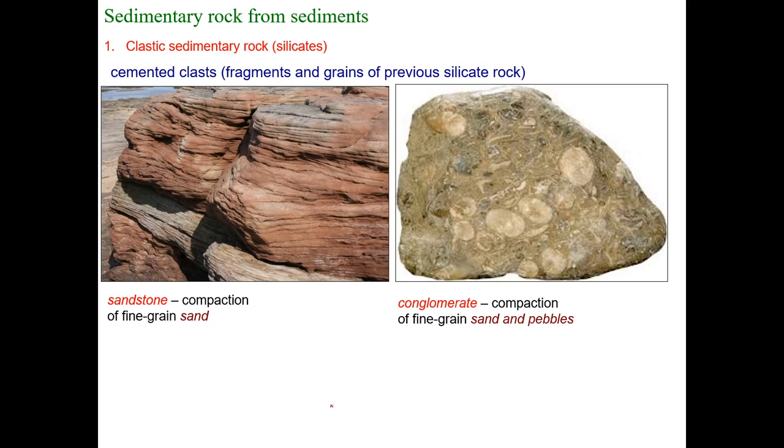Clastic sedimentary rocks are cemented clasts. These are fragments of grains of previous silicate rock. This is where weathering has come in and broken apart a silicate rock, which could be another sedimentary rock, an igneous or metamorphic rock, it doesn't matter. Weathering has produced clasts, clastic sediments, and these are going to be transported and lithified together. Sand is one type of clastic sediment, and unsurprisingly, when sand is lithified, it turns into sandstone. Shouldn't surprise you.